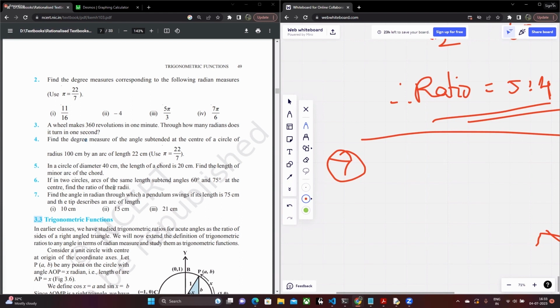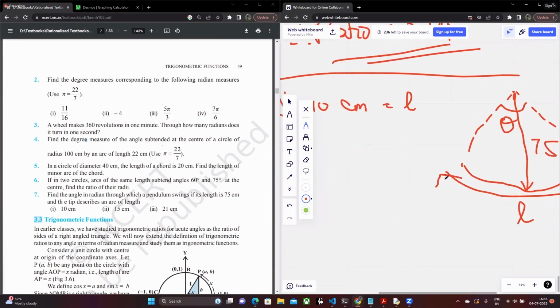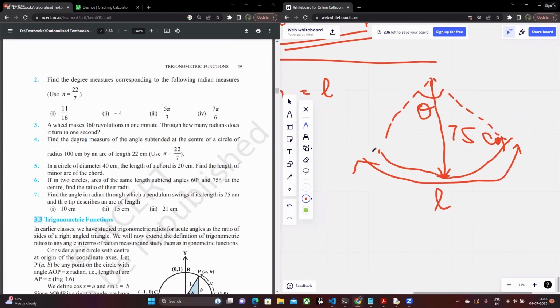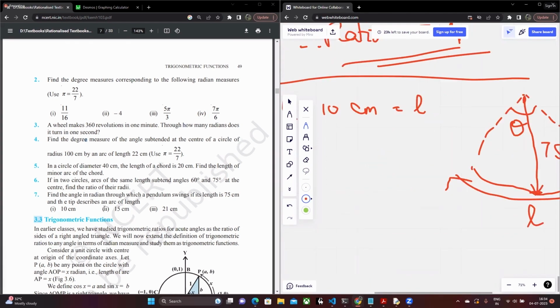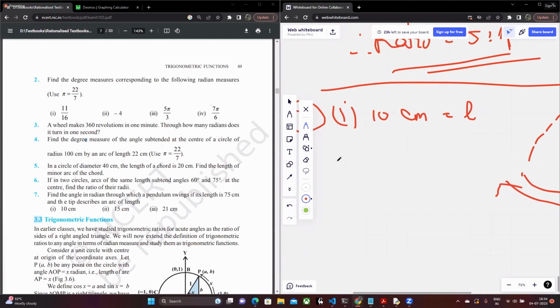So, find the angle in radians through which a pendulum swings if its length is 75 centimeters and the tip describes an arc of length 10 centimeters. That's the first subpart. So you have 10 centimeters being equal to L, because the tip describes an arc of length 10 centimeters, which means the tip is going to move through 10 centimeters from minus A to plus A, the left endpoint and the right endpoint. The arc length is basically this L. So L is 10 centimeters first of all.